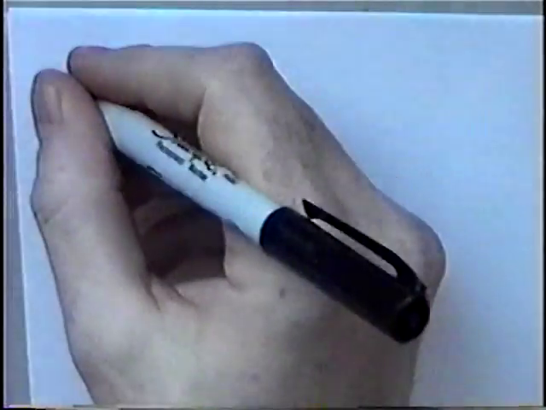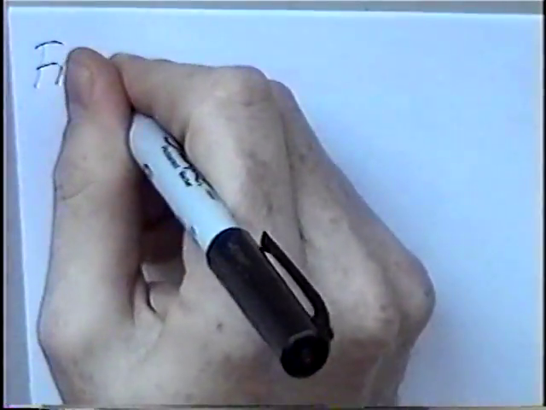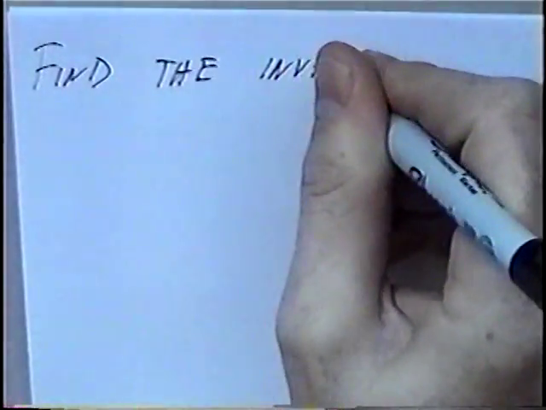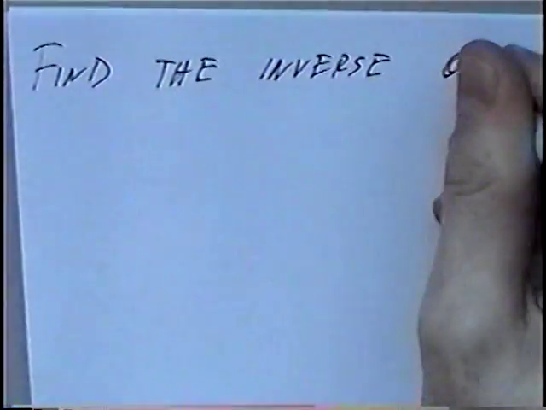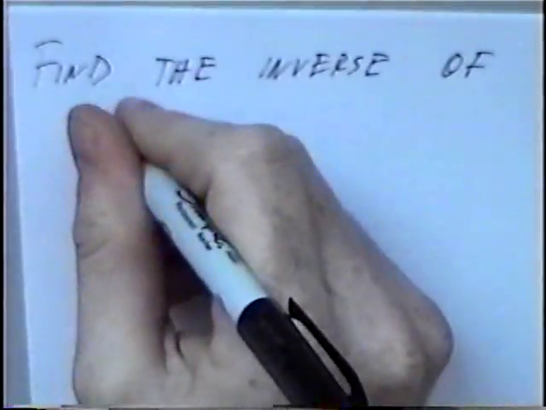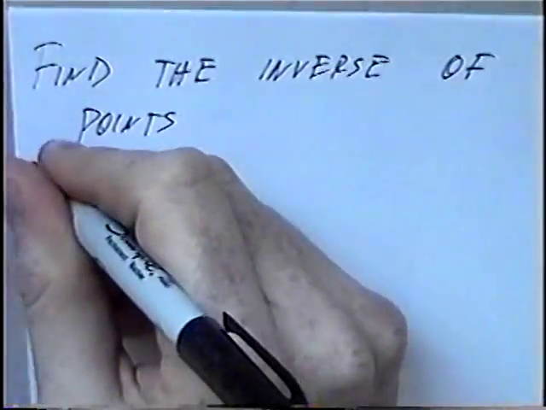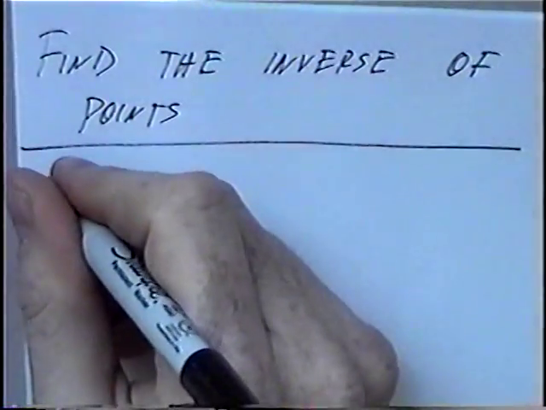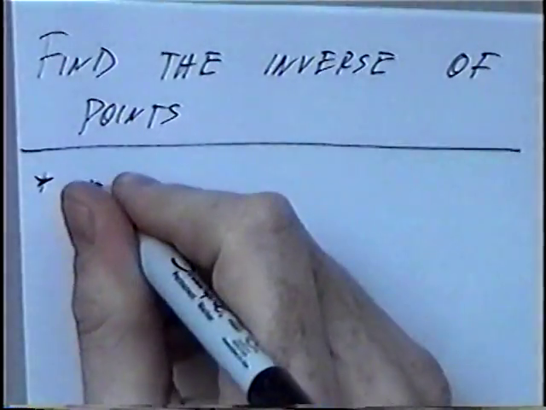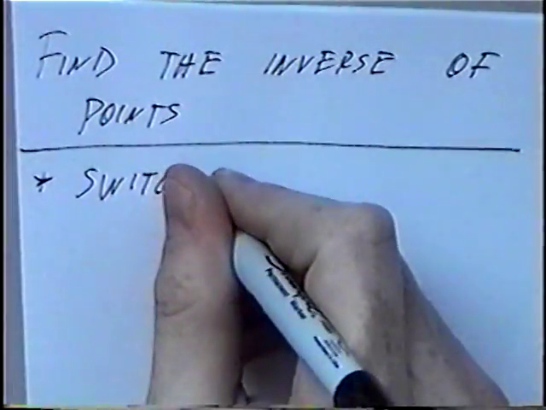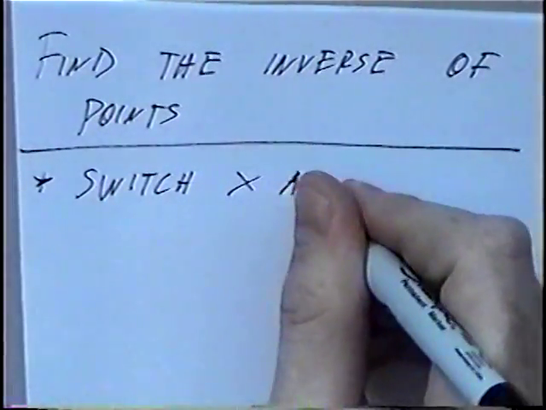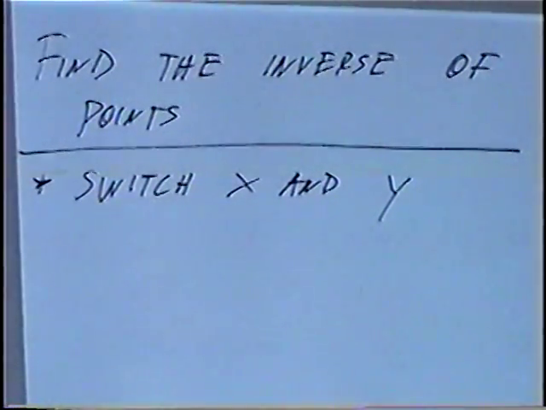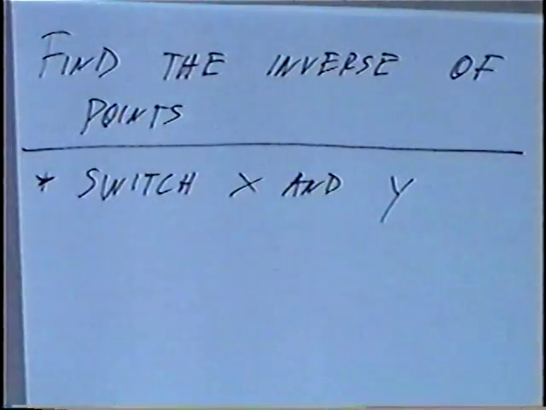Title of the first section today: find the inverse of points. Definition for the section: to find the inverse, switch x and y. So if we have a point, we can switch the x and the y to find the inverse.